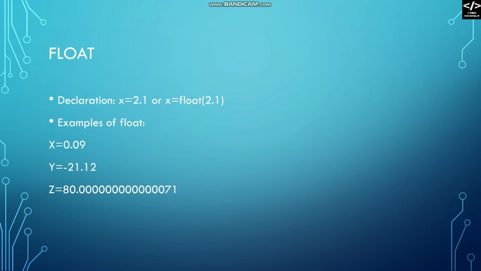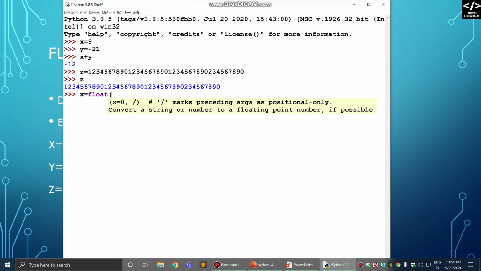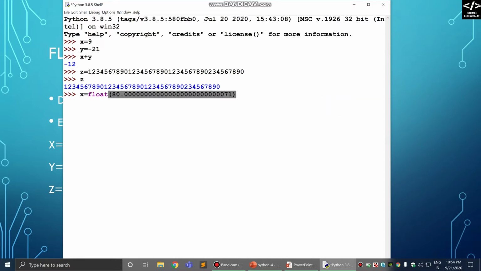Now let's go to the second type, float or decimal or fraction. The declaration of float value is the same as the integer value. Like variable name is equal to the value, x equal 2.1 or x equal float of 2.1. Now let's see what happens when we do this. If we keep many zeros and print the value, then it will round off the number to the nearest one decimal.